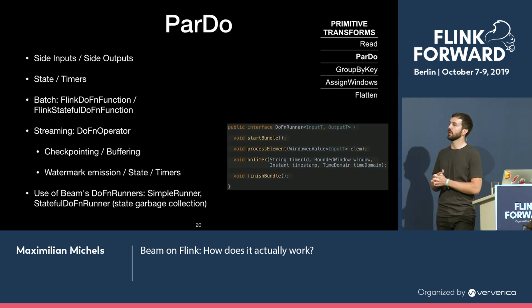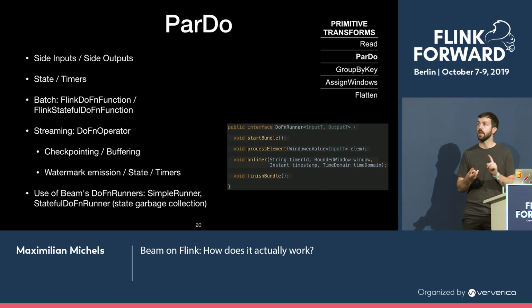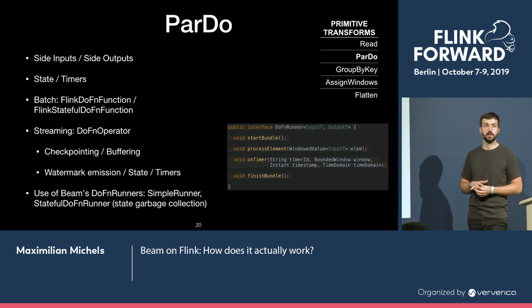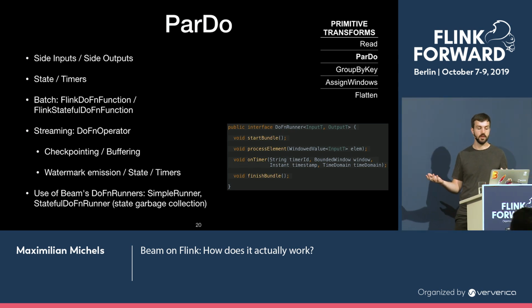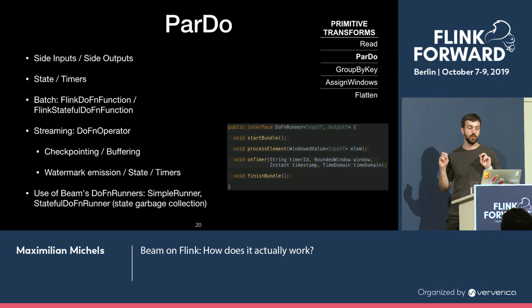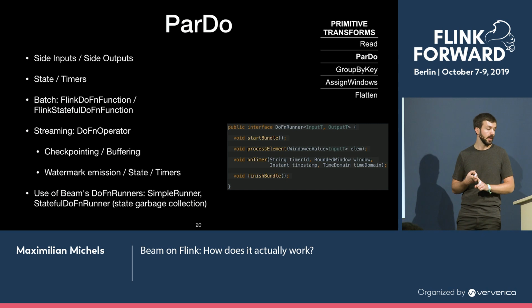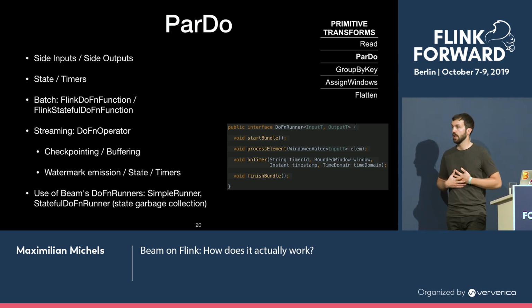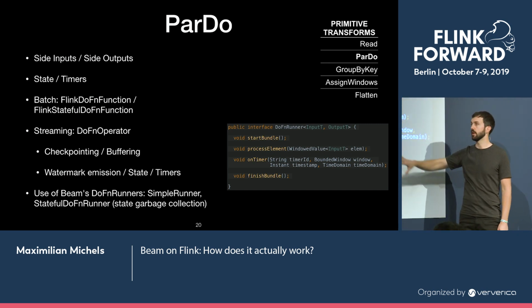So let's go to the ParDo. That's I think more interesting. ParDo has a lot of features like side inputs, side outputs, state and timers. It is basically translated by the Flink Runner using, in batch, the Flink DoFn function or the Flink stateful DoFn function, and in streaming we have the really powerful DoFn operator. In streaming, the operator takes care of checkpointing and buffering of data during checkpoints, and also, of course, watermark emission, state, and timers.